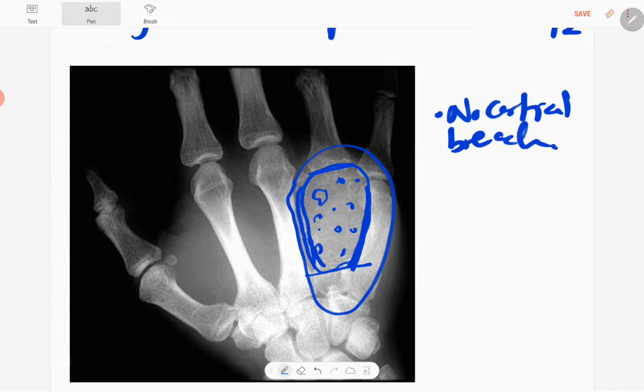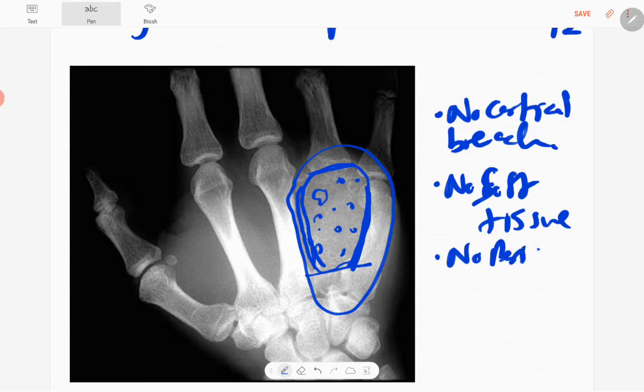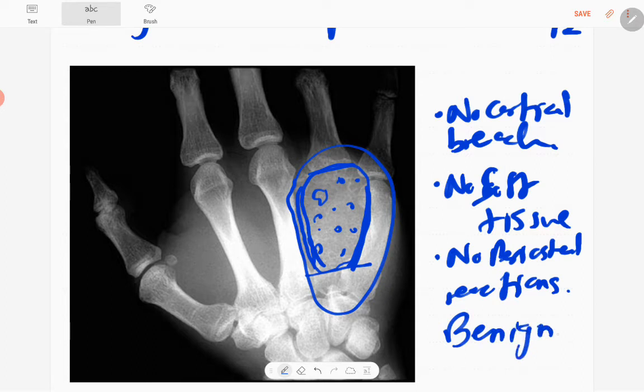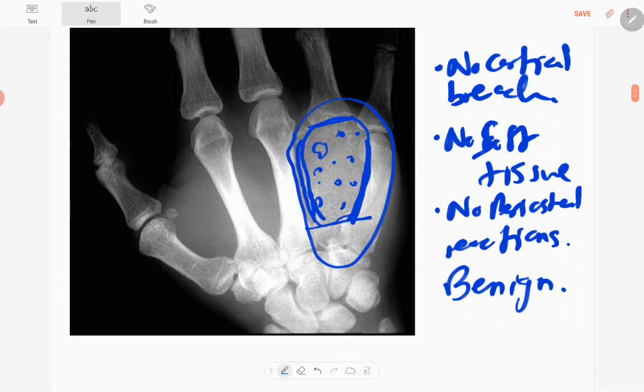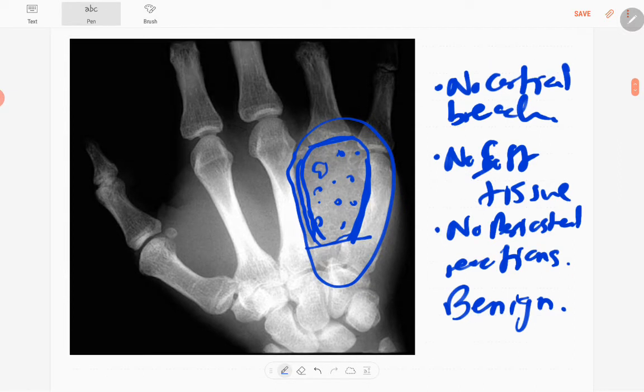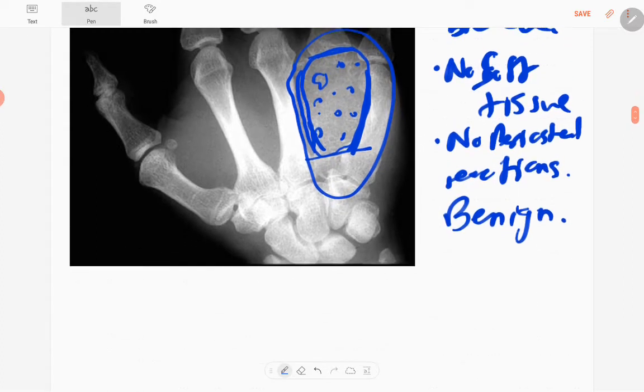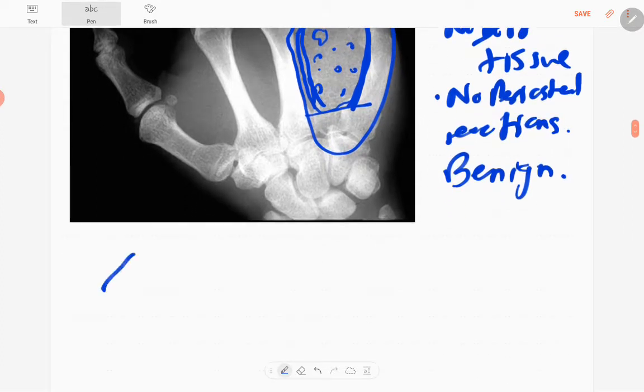And also no soft tissue component. And no periosteal reaction. So these are features of a benign lesion. There are no fractures and no synchronous lesions elsewhere. And so the diagnosis of this lesion is aneurysmal bone cyst.